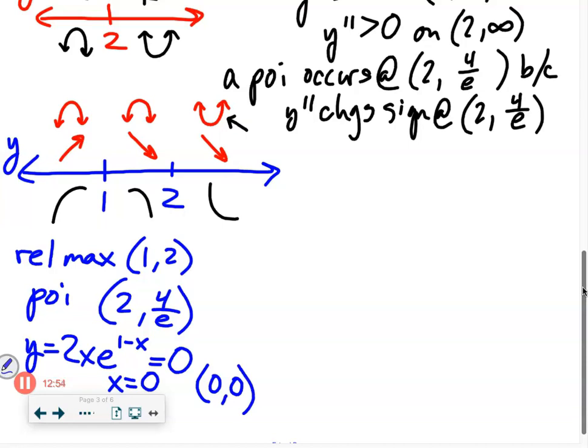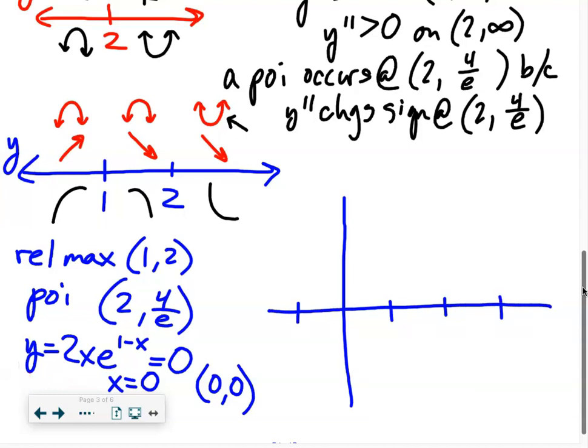There are no vertical asymptotes, and let's just take a look and see, without worrying about the horizontal asymptotes, what the graph does to guide us here. So I'm going to draw it kind of like this. Okay, and let's go.